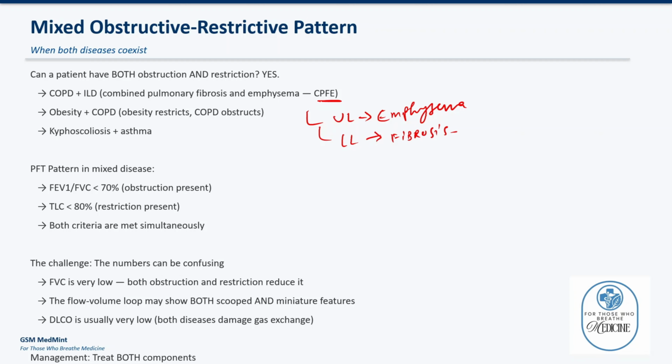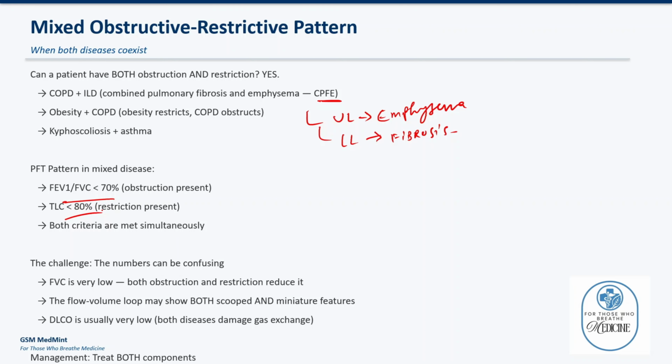The PFT shows both obstructive and restrictive features. The FEV1 over FVC is less than 70% and TLC is less than 80%. So both criteria are met here.